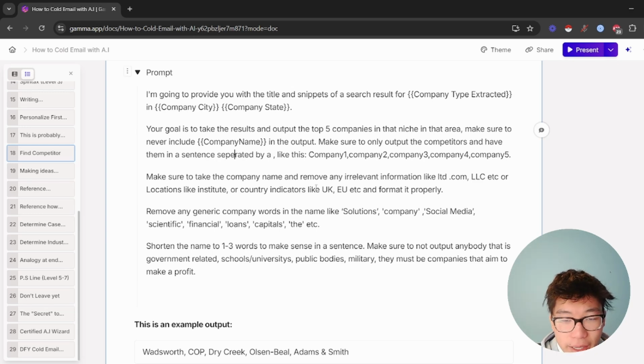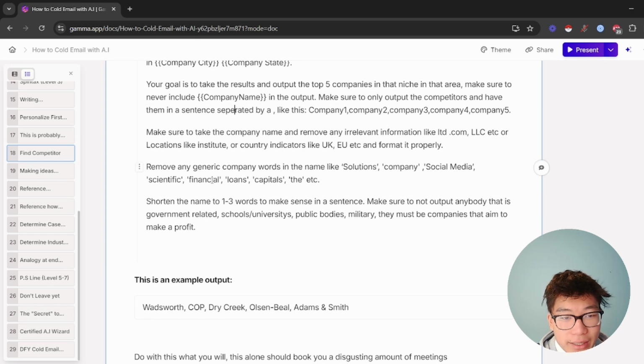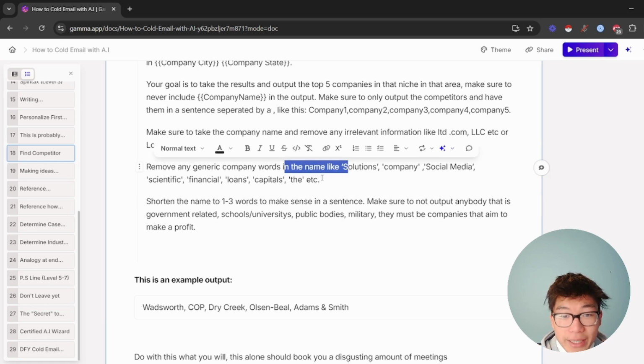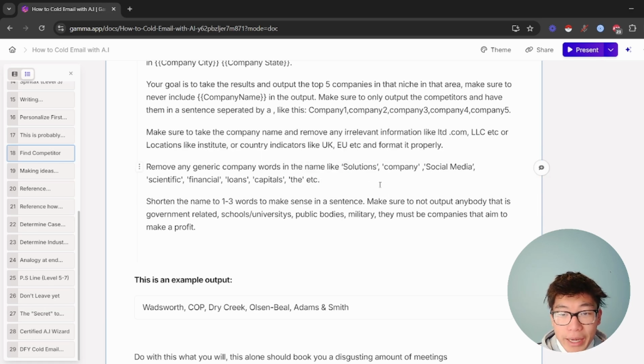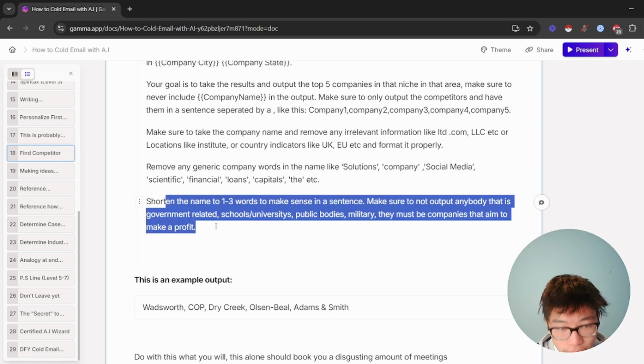Remove any generic company names like solutions, company, social media, scientific, financial, loans, capitals, the, etc. Shorten a name to 1 to 3 words to make sense in a sentence. Make sure to not output anybody that is government related: schools, universities, public bodies, military. They must be companies that aim to make a profit.